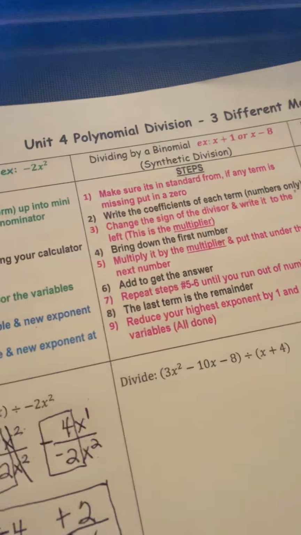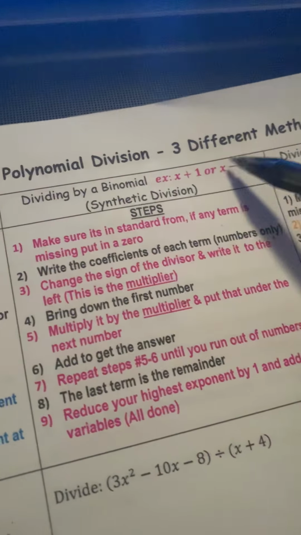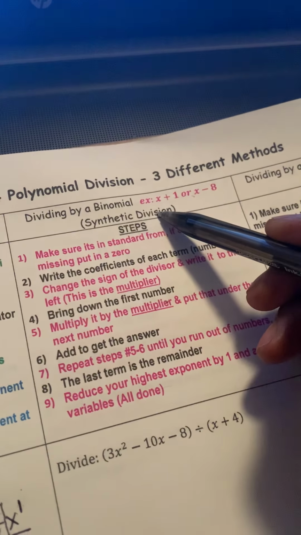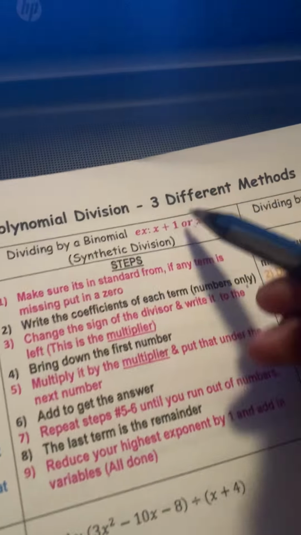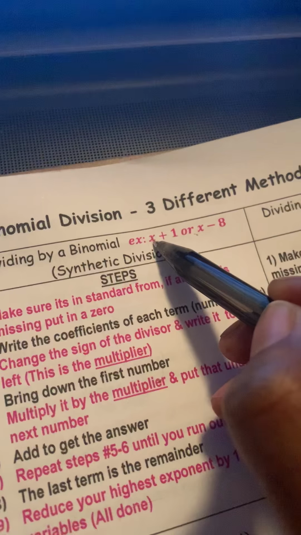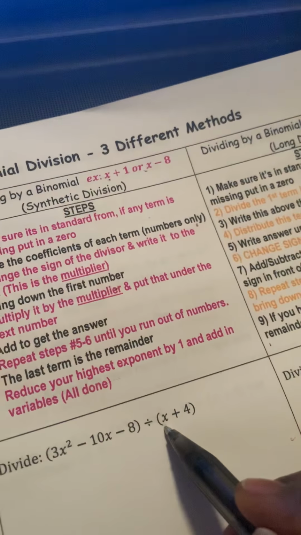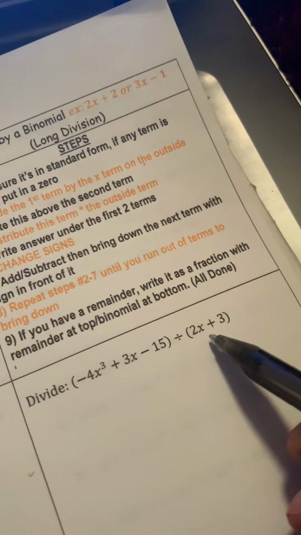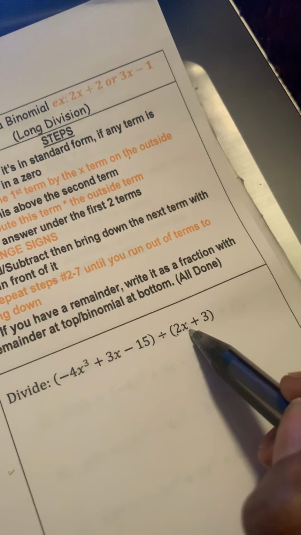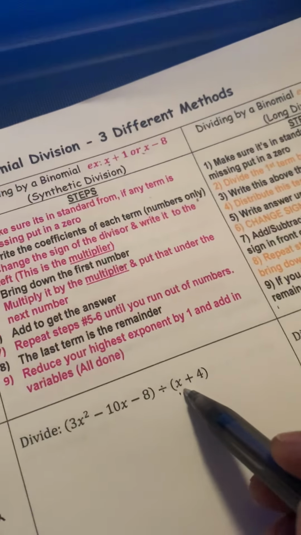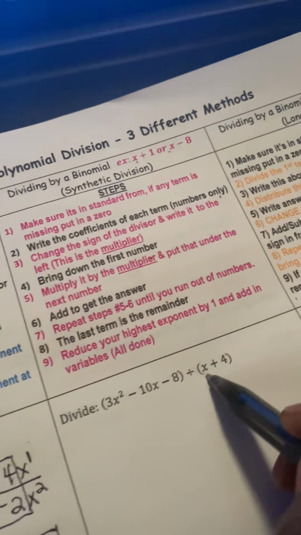All right, for the second one, we're dividing by a binomial term. So I'm teaching synthetic division, and you can only use this when the term that you're dividing by just has an x in front of it. Notice compared to this example, this one has a 2 in front of the x. You would not be able to do synthetic division here. You can only do it when it starts with just x.